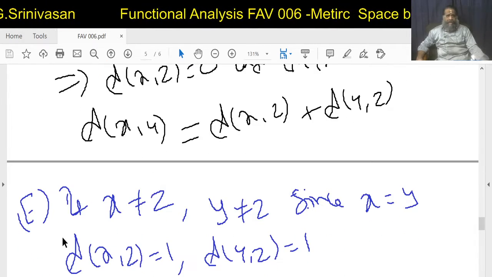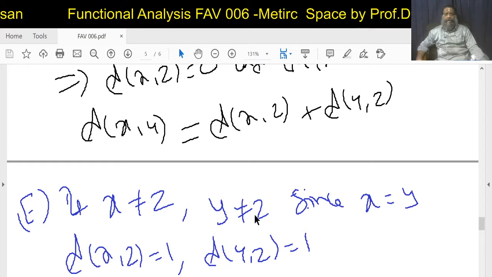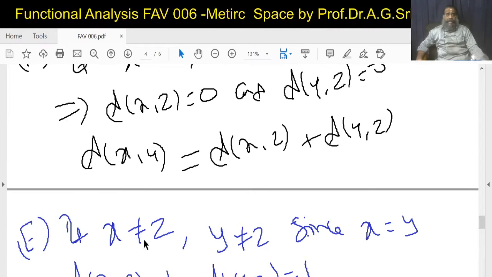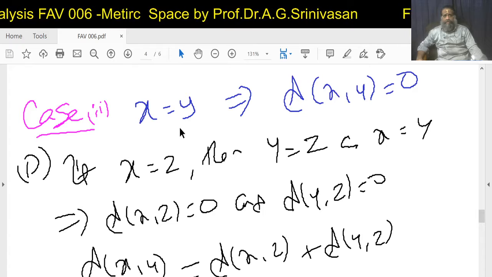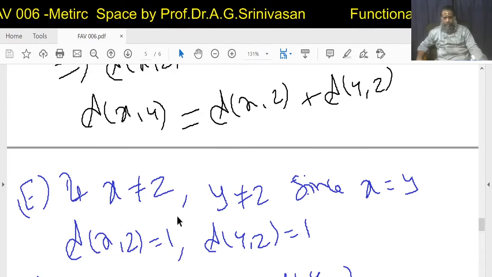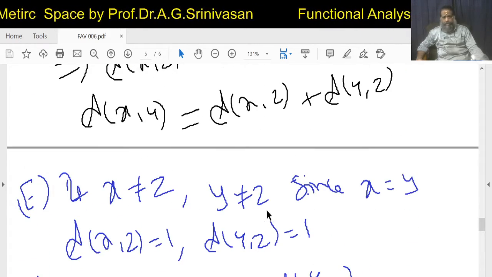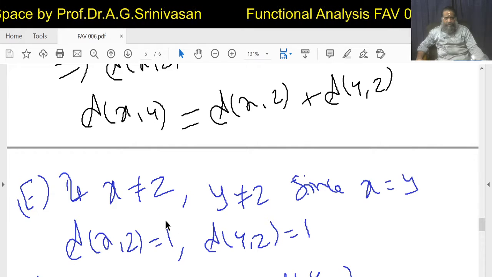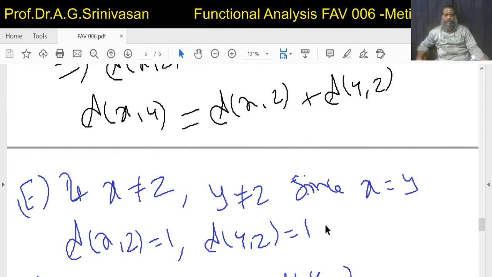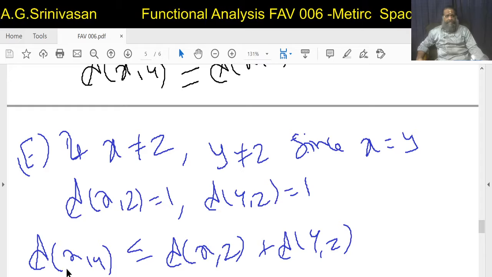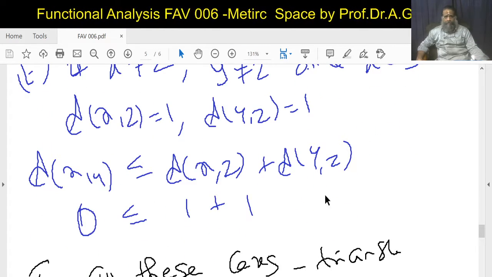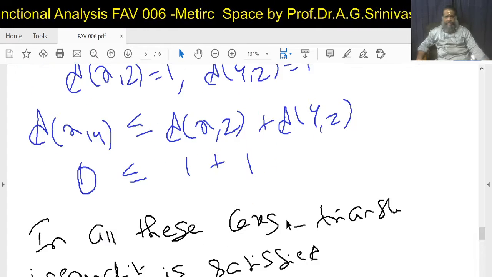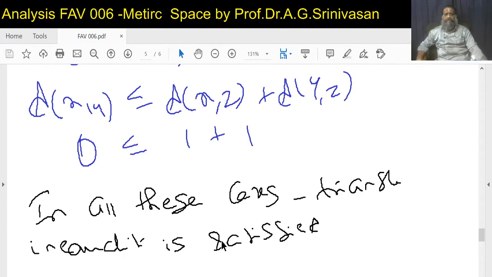And the last case, x is not equal to z and y is not equal to z. You cannot get x equal to z and y not equal to z, since we assumed that x is equal to y already in case 2. So x is not equal to z and y is not equal to z. d of xz is 1 by definition of metric. d of yz is equal to 1 by definition of metric. d of xy is 0 by definition of case 2. So 0 is less than or equal to 1 plus 1. In any of these cases, you can easily check the triangle inequality is satisfied.